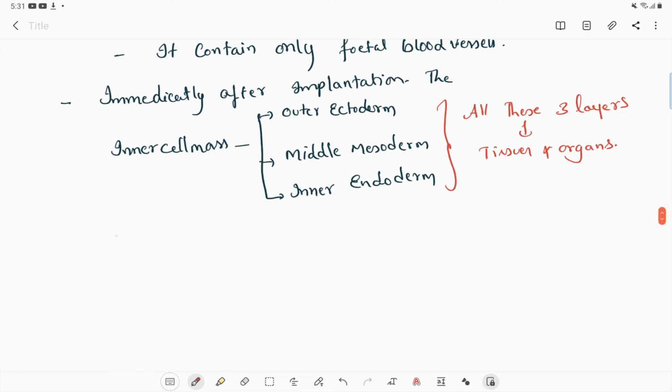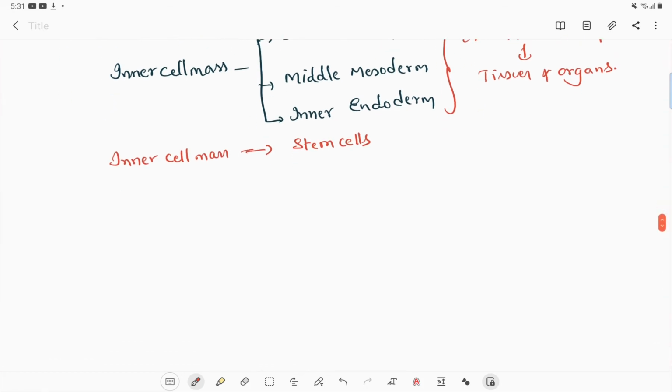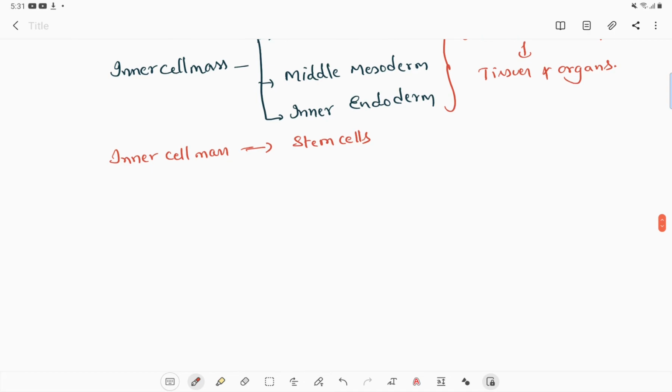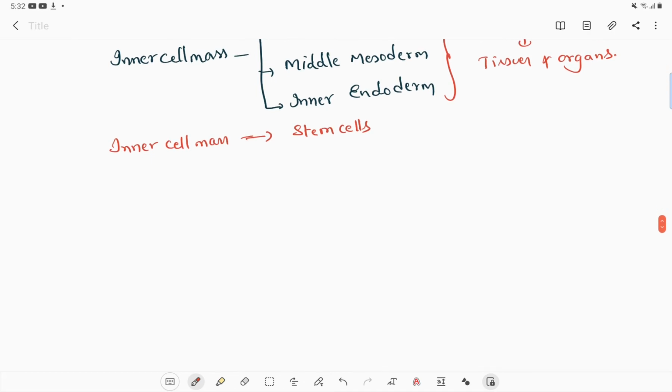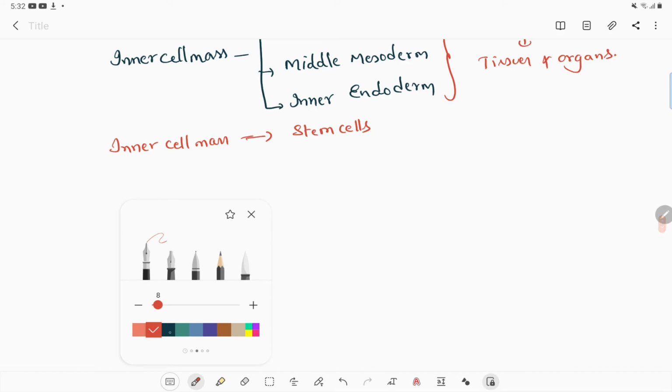Then the inner cell mass also contains stem cells. Some cells in the inner cell mass remain as stem cells. The stem cells have the potency to give rise to different organs and tissues, right? Now let's go for the next one, pregnancy.